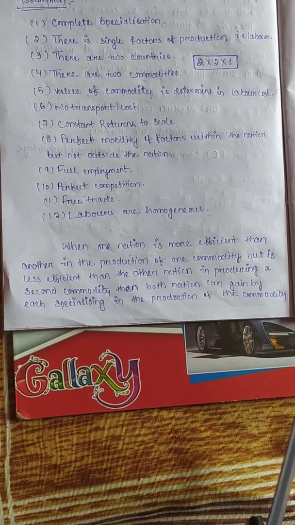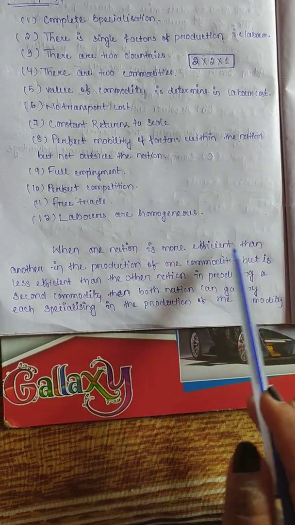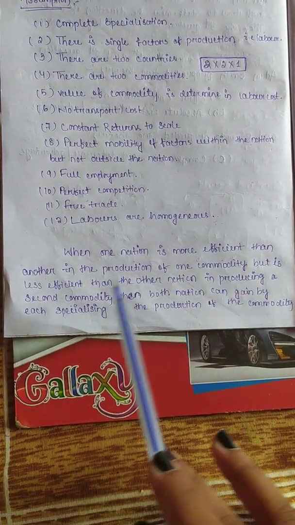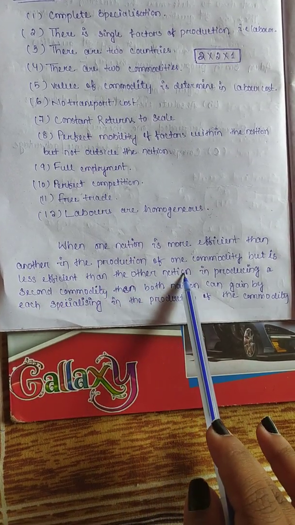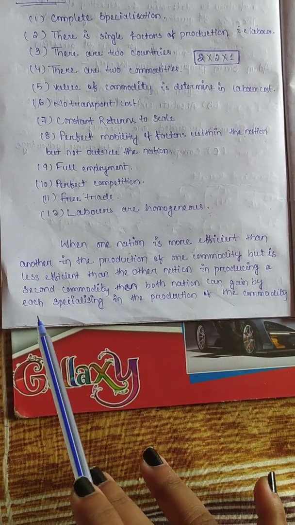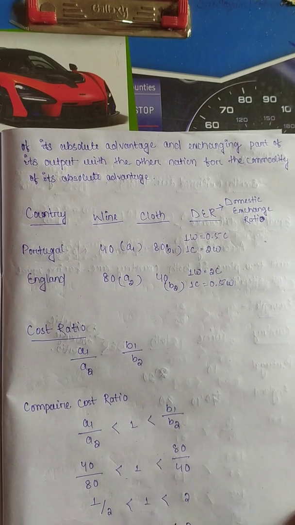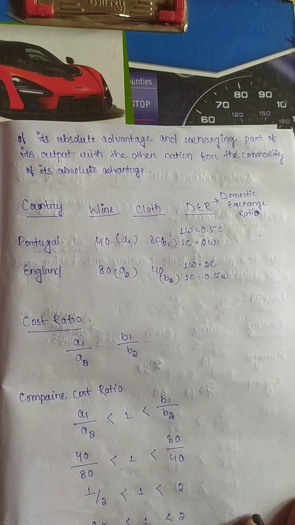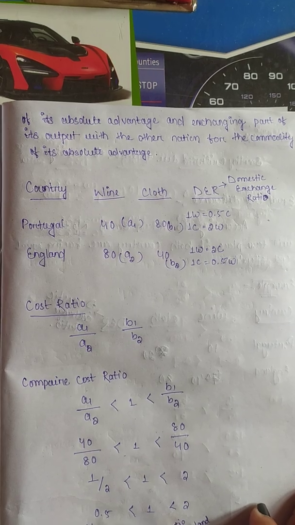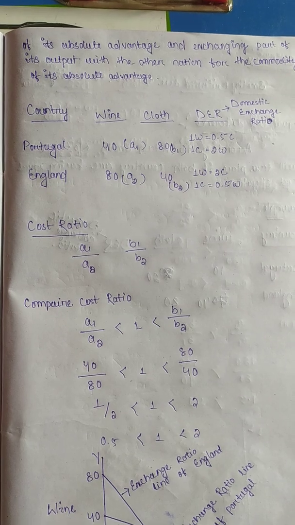Then the absolute cost advantage theory defines that when one nation is more efficient than another nation in the production of one commodity but is less efficient than the other nation in producing a second commodity, then both nations can gain by each specializing in the production of the commodity of its absolute advantage and exchanging part of its output with the other nation for the commodity of its absolute disadvantage. The entire statement we can clarify with an example.